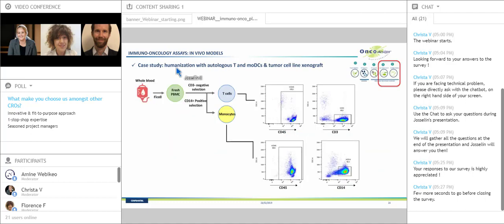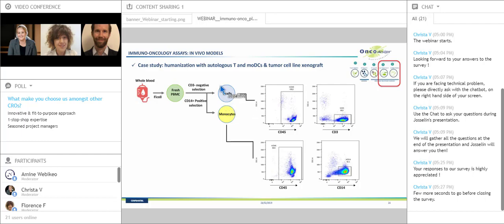I picked just a case study to show how we would do the humanization. In that case, I took a project in which we humanized the mice with autologous T cells and dendritic cells plus a tumor cell line. At the beginning, we took whole blood from different donors. We isolated the PBMCs, and we had a double selection: a negative one to select the T cells and a positive one to select the monocytes.